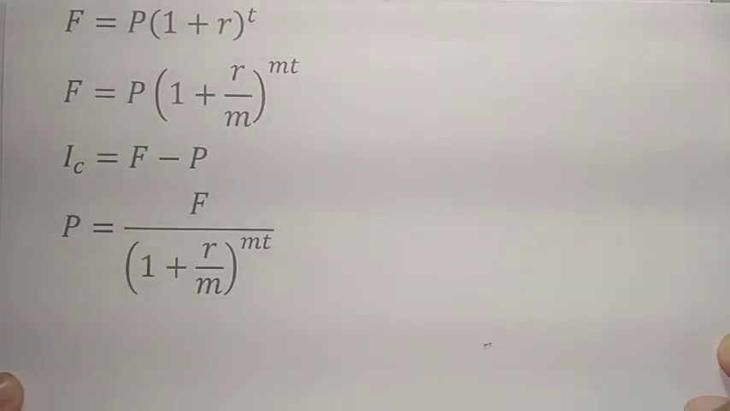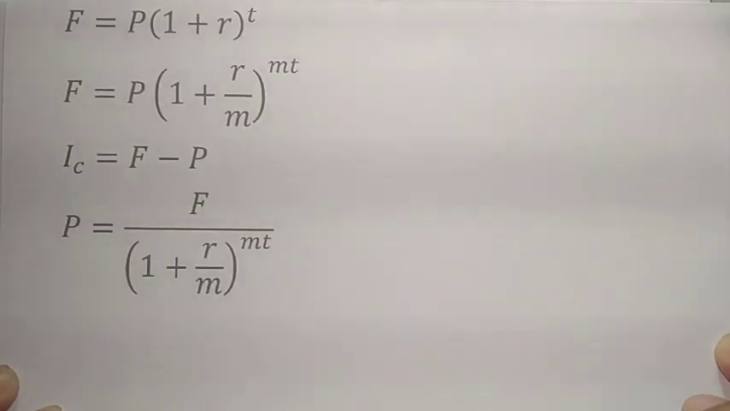Okay, so first we have F equals P times the quantity 1 plus R raised to T. We use this formula if our compounding period is annual. That means that the interest will be paid after a year. So the interest is paid yearly.